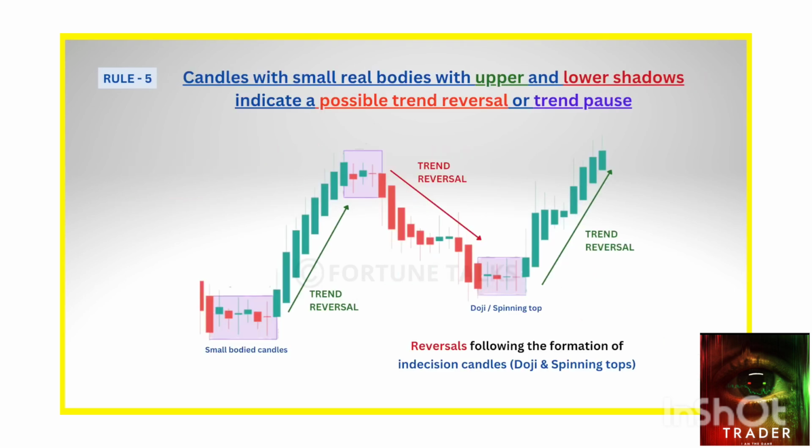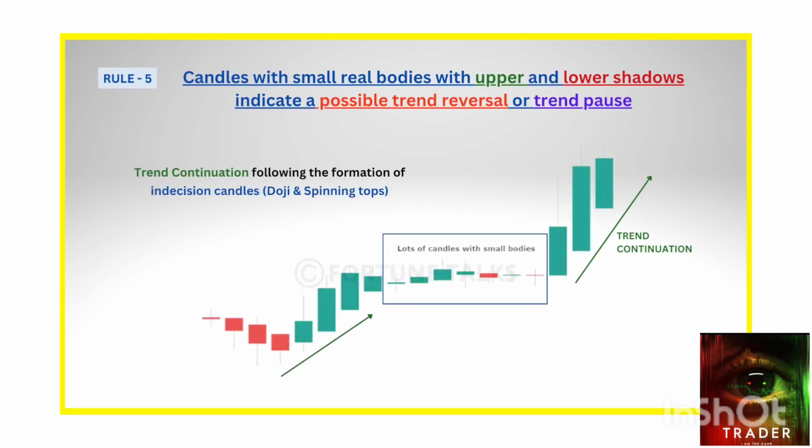Now the final rule, rule number 5, is that candlesticks with small bodies showing upper and lower shadows indicate a possible trend reversal or a trend pause. These are indecision candlesticks. Doji-like candles with both upper and lower shadows are possible turning points or reversal points, or the dojis or spinning tops could even appear during a price congestion or trend pullback area where the price momentum is weak, and further the price might continue in the previous trend direction. Either way, confirmations are required before considering a trend reversal signal.